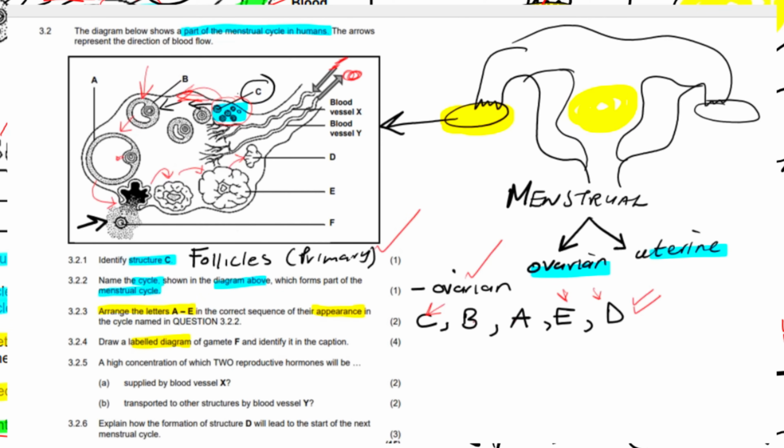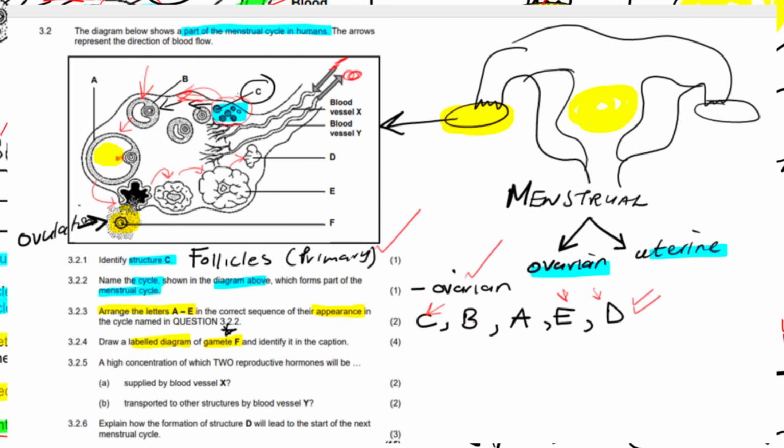Now we are supposed to draw a labeled diagram of gamete F. We can see F is being released from this structure A here. It grows and it will release this thing F. Whenever we release something during this ovarian cycle, the process is called ovulation. So we are releasing the ovum, or the egg cell, the one that will be fertilized by the sperm cell. Yes, the egg cell is a gamete. Whenever they say it's a gamete, it means it's a sex cell, something that will eventually make a baby.